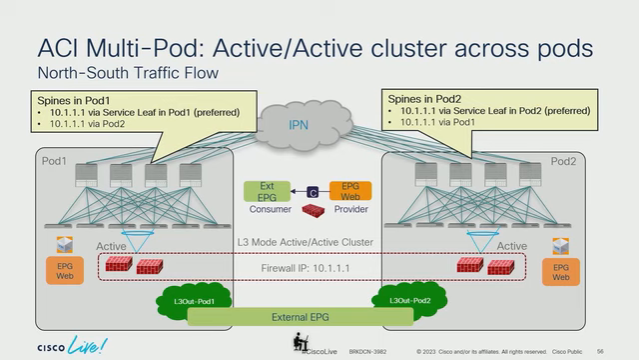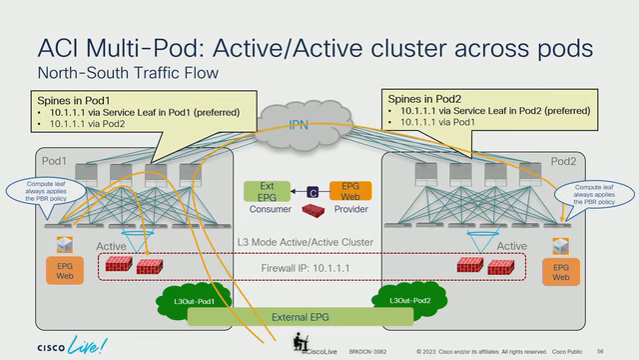In the case of north-south, it's always compute leaf enforcement. The PBR policy is applied where the destination endpoint is connected. And then that leaf in pod 1 prefers the local location, so that traffic is localized instead of going to another pod.